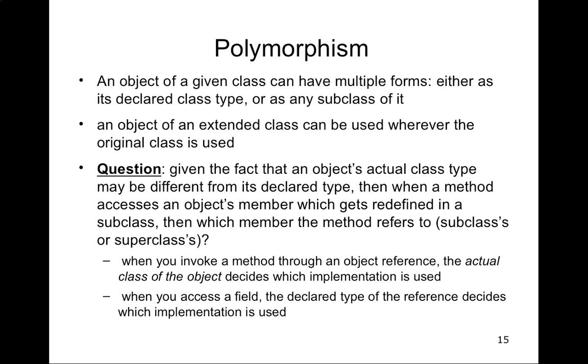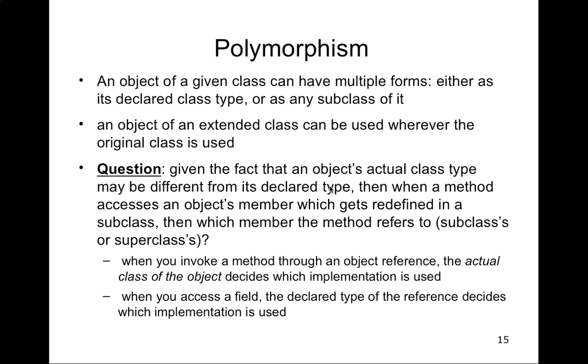And the other one is when an object can react a certain way to a method call, depending upon what it was given. That's a polymorphic behavior as well. So an object of a given class can have multiple forms, either as declared class types or as subclasses of it. So that's a person morphing into a student. An object of an extended class can be used wherever the original class is used, and that's by casting it. So you take a person and change them into a student, or take a student and change them into a person. So you can only go wider.